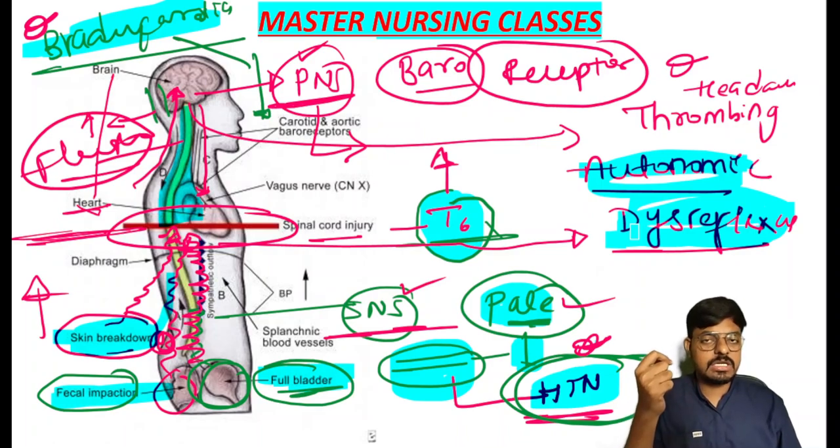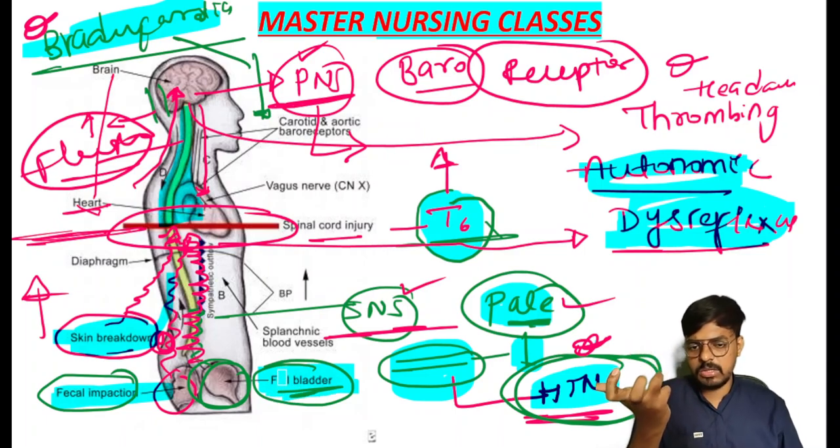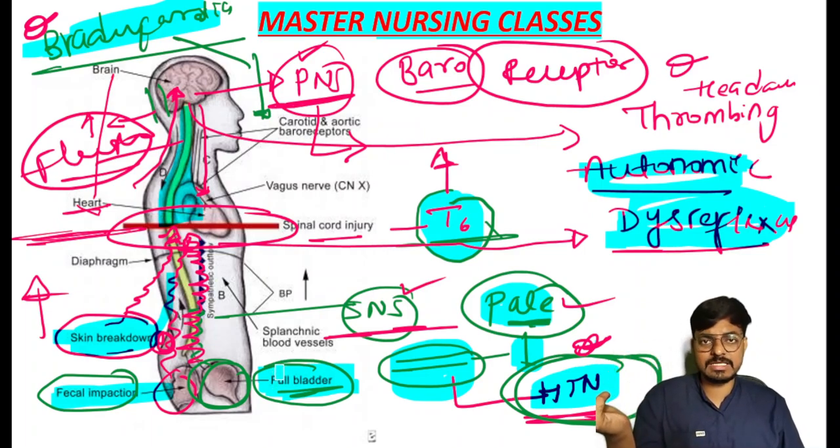What is the primary nursing intervention in a patient with spinal cord injury to prevent autonomic dysreflexia? Don't allow the bladder to get filled. Catheterize the patient and continuously eliminate the urine. If the bladder is filling, it will send the signals. If the bladder is not filling, how will it send the signals? It won't send the signals. So you have to catheterize the bladder and keep the bladder continuously emptying.